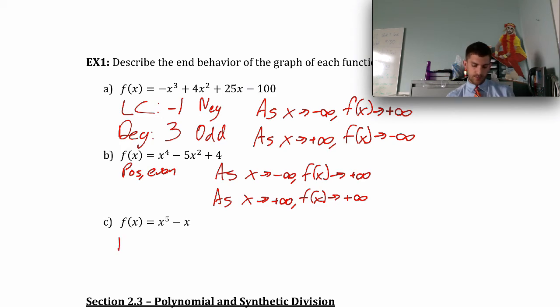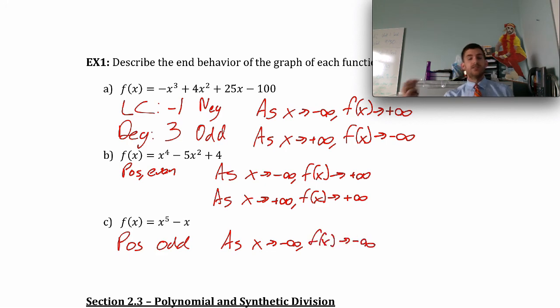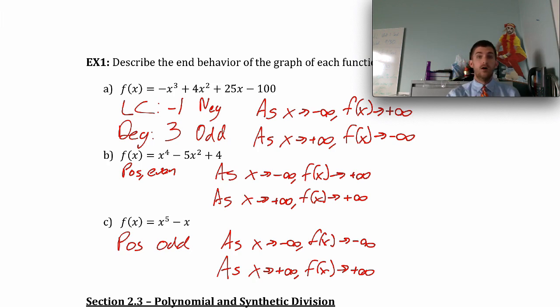Last one, it's a positive leading coefficient with an odd degree. So, following that same pattern from the previous page, as x approaches negative infinity, f of x also approaches negative infinity. In other words, the left side of the graph is pointing down. And then on the right side of the graph, as x approaches positive infinity, f of x is pointing up. So it's pointing up to positive infinity. And that's all for end behavior.